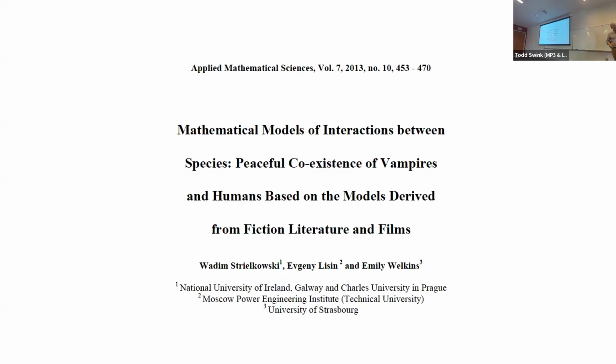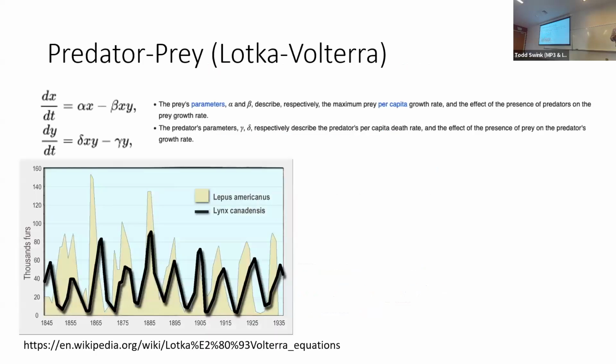This applied math paper was trying to seek different models of vampire-human coexistence. One of our predator-prey mathematical models is the Lotka-Volterra equation. The classic example is lynx and rabbits. If you get a lot of rabbits, the lynx population explodes, they eat all the rabbits, the rabbits die out, and the lynx starve, and you get this coupled oscillation of the two populations. So that might be a place to start if humans are prey for vampires.